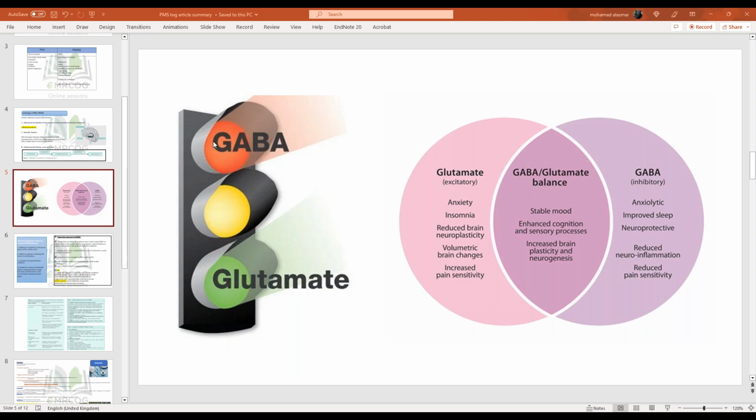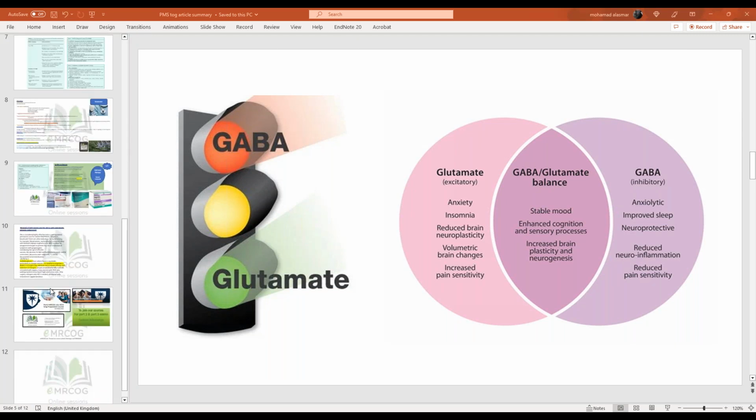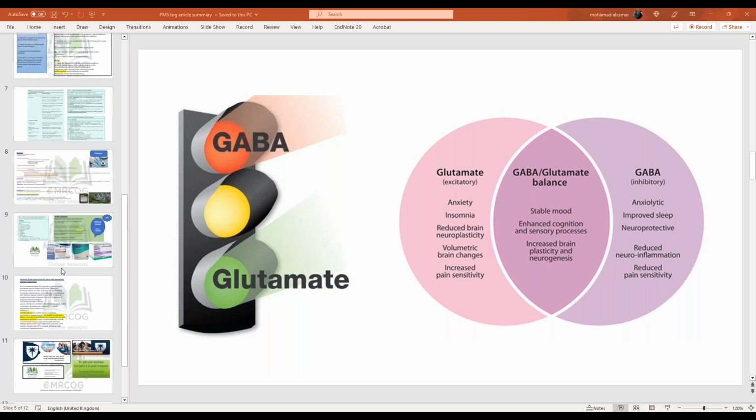GABA is raised, so it stops the problematic behavior. If there is an imbalance, which is found in those women by the research, and I increase the GABA, I can have better sleep, an anxiolytic effect, neuroprotection, reduced neuroinflammation, and reduced pain sensitivity. That means a reduction or improvement in symptoms. Okay, so are we clear so far?